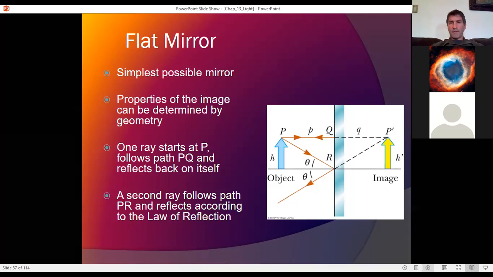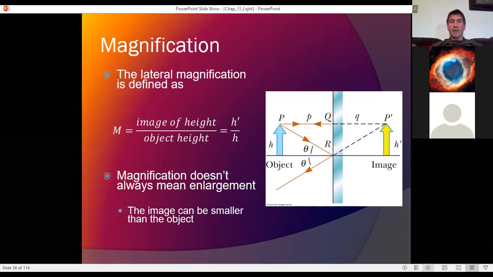If we curve the surface of the mirror, we can actually play some games and change the magnification of the image and also change the orientation of the image, right side up or upside down. Now, before we get into magnification, it basically compares how big our image looks compared to how big our object was. Okay, so again, flat mirror, there's no magnification there, which is good.